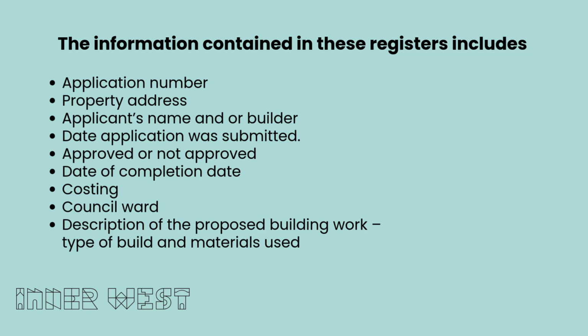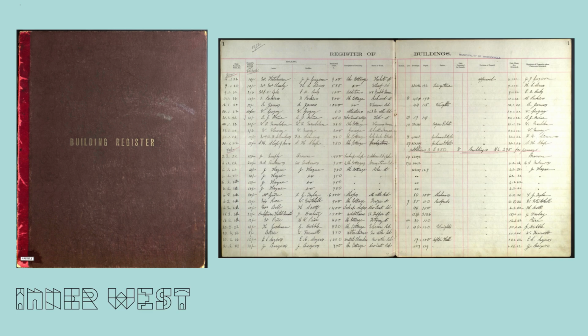Subdivision information such as estate name, lot number, section, and the frontage and depth of the land is also sometimes included. Here is an example of the building registers for the Marrickville records.